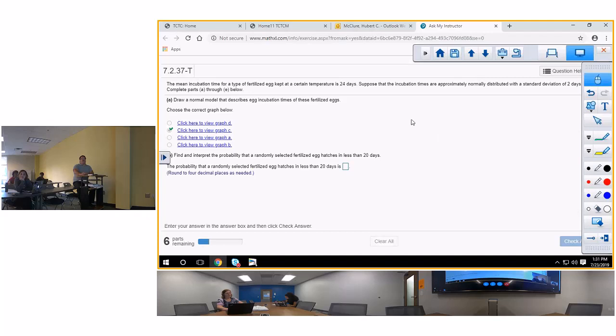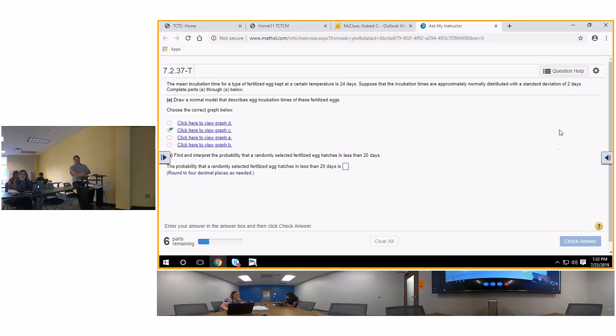Okay, we went over that one in class. Remember this one? Mean incubation time for a fertilized egg kept at a certain temperature is 24 days. Suppose the incubation times are approximately normally distributed. That means approximately normally distributed means draw a picture, dummy. Okay, with a standard deviation of what? I can't see that.